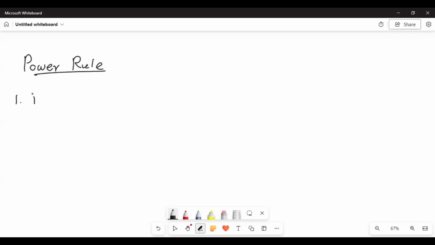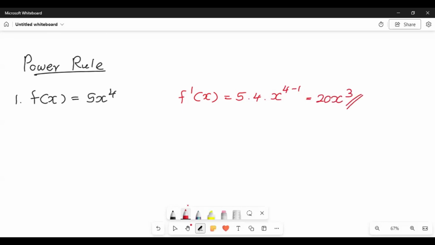Question number 1. f(x) equals 5 times x to the power of 4. To solve that, after differentiating f(x), f dash x equals 5 times 4 times x to the power of 4 minus 1. So the answer is going to be 20 times x to the power of 3. Question number 2.